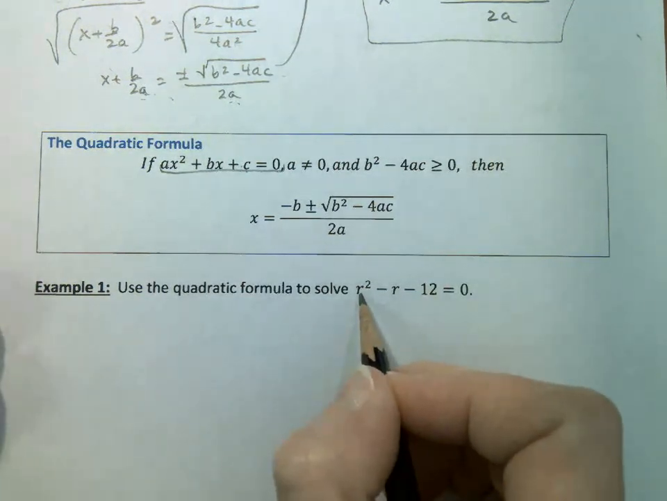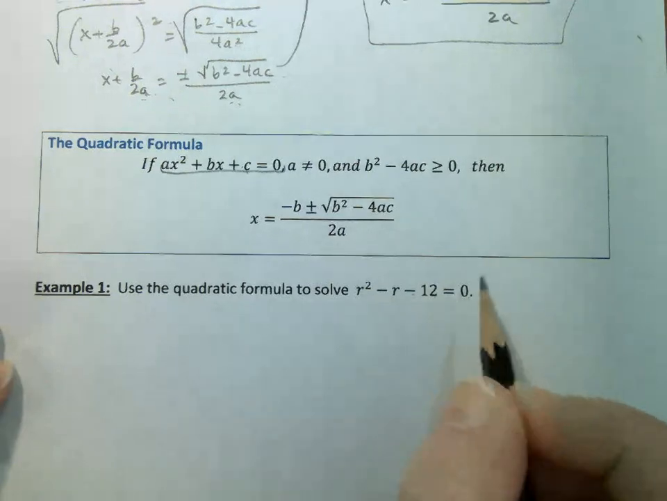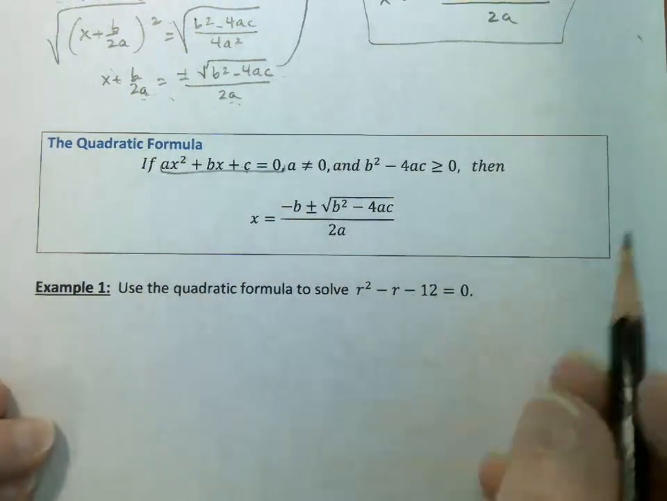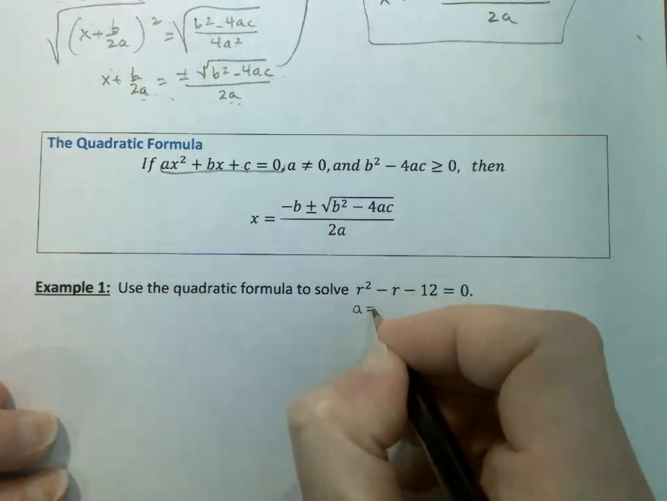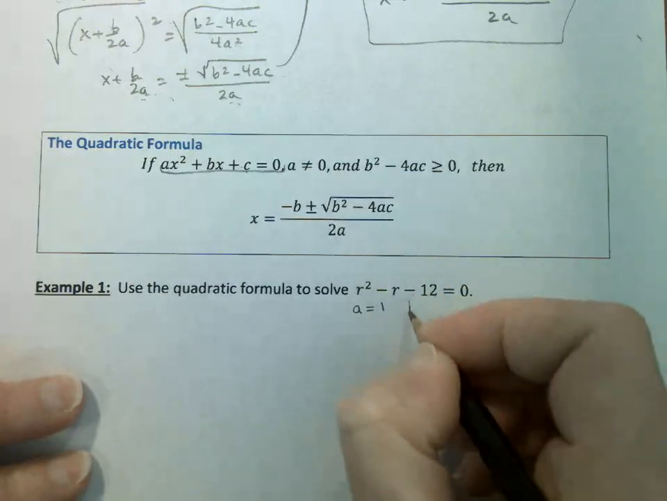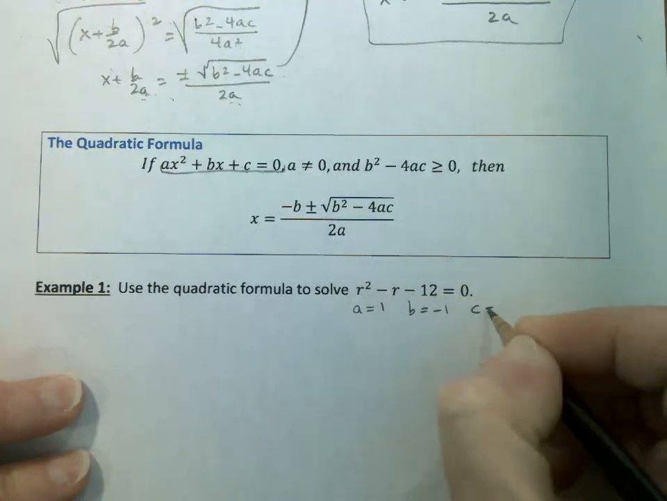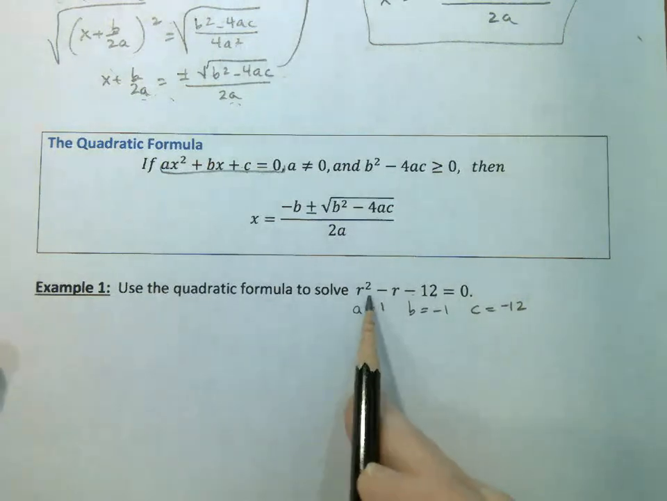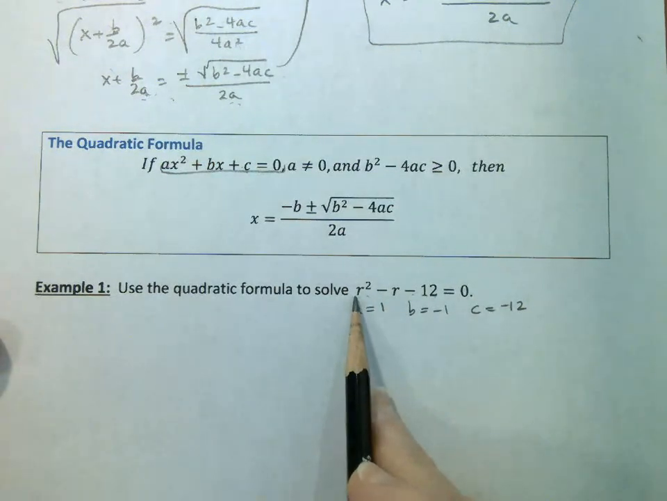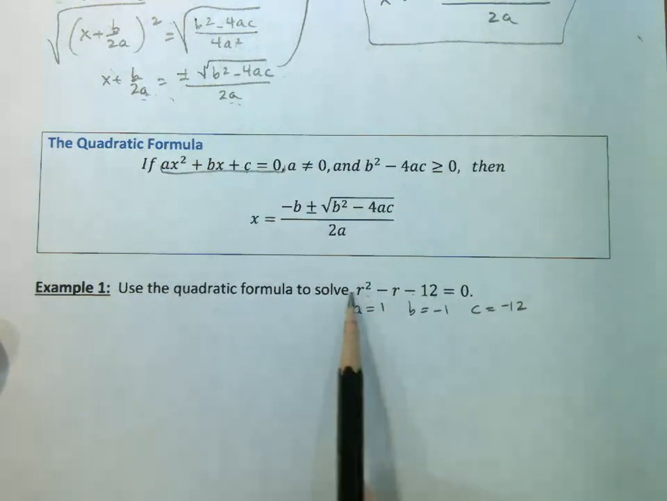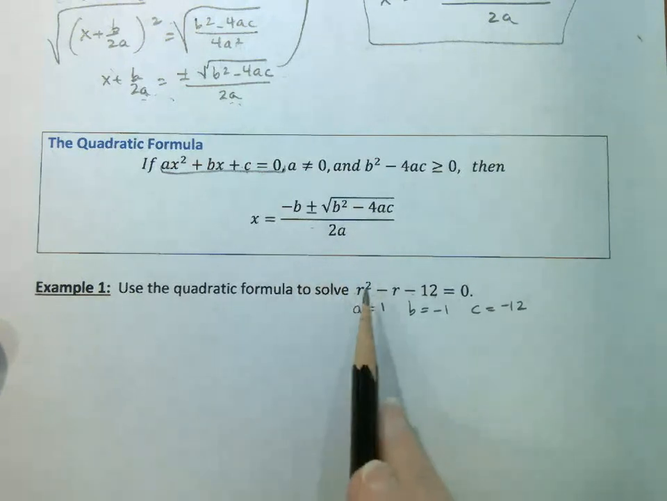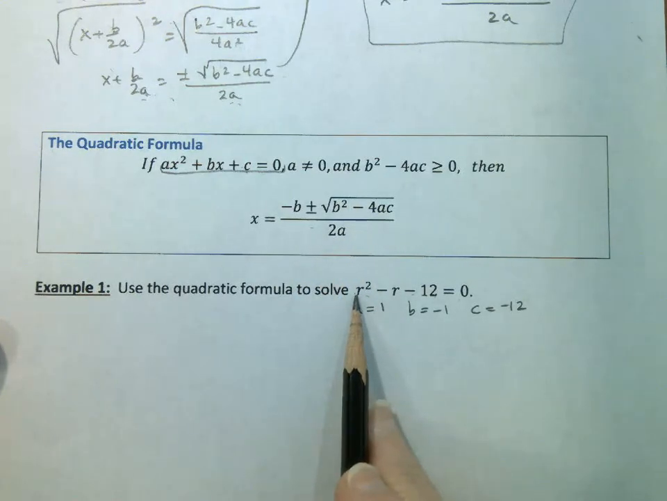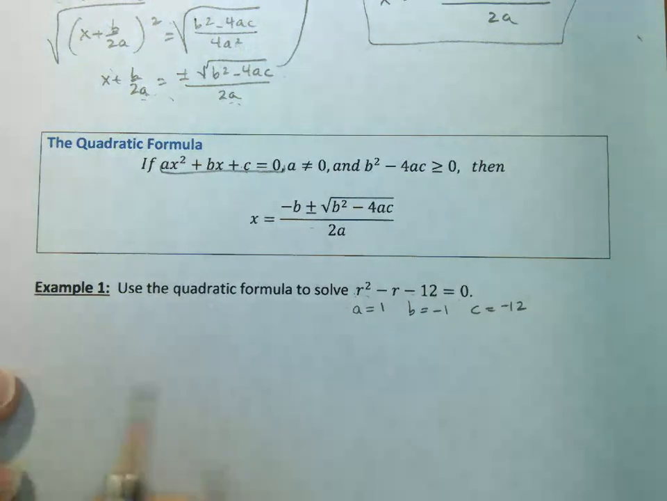Okay, here I have r squared minus r minus 12 equals 0. It's in standard form, so I can pull out my values. A is equal to 1, B is equal to -1, and C is equal to -12. Now, when we completed the square, if A was something other than 1, we had to divide. When we're using the quadratic formula, it doesn't matter if A is something other than 1. We just plug in that value.